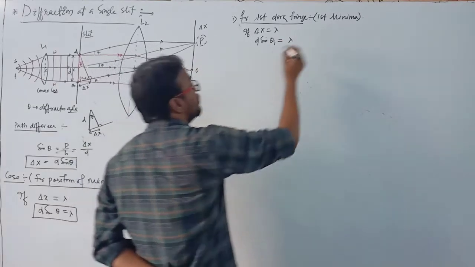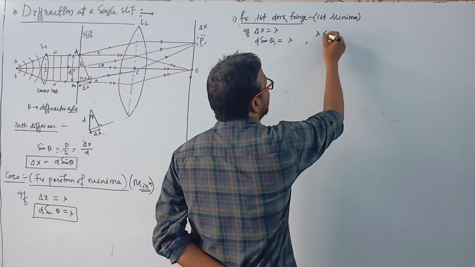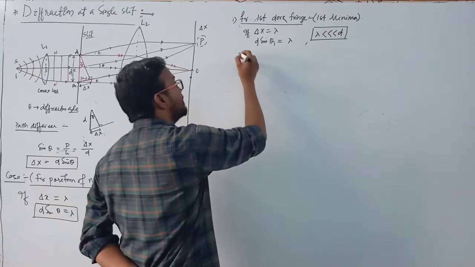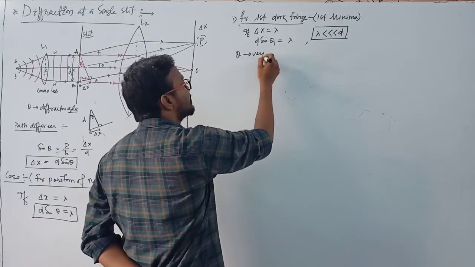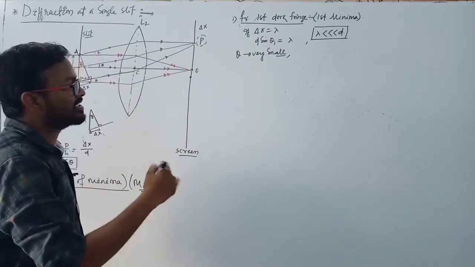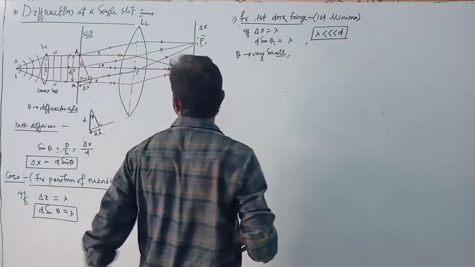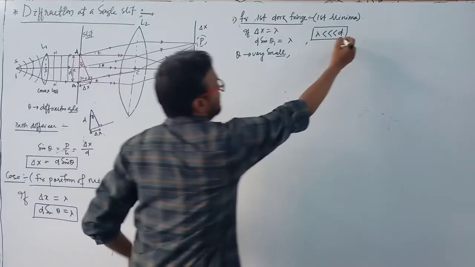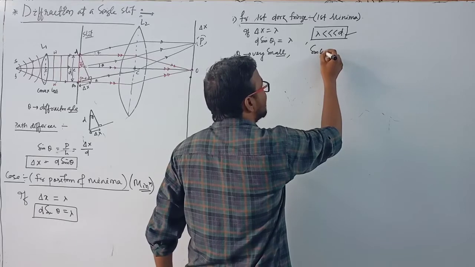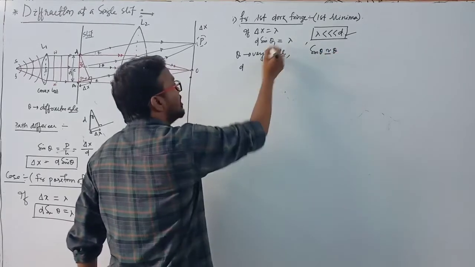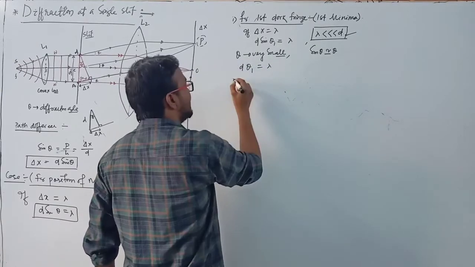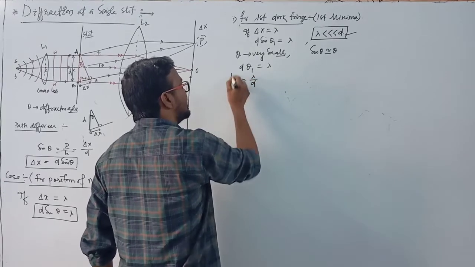But here we use the wavelength of light, which is very small as compared to the width of the slit. So at that time theta is very small. All the diffraction angles are very small, which makes the angle with the principal axis very small due to this concept. Clear? So we can write d, we already know if theta is very small, then sin theta is nearly equal to theta. So we can write d theta 1 equal to lambda, and theta 1 equal to lambda by d.